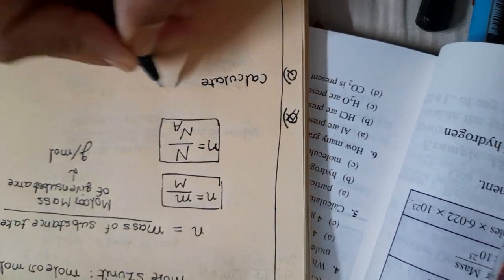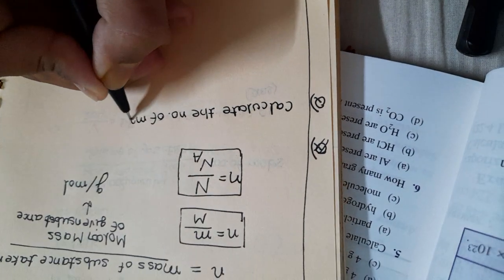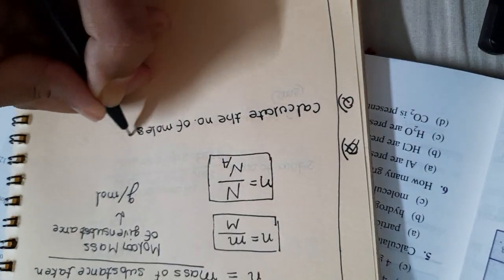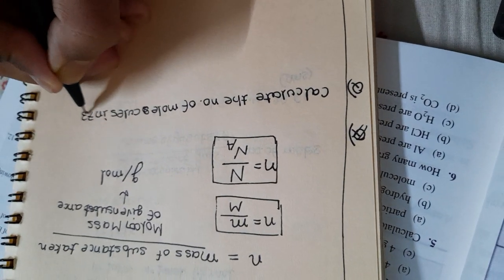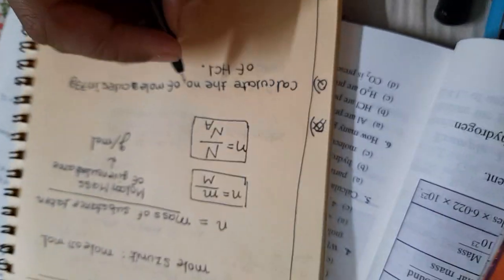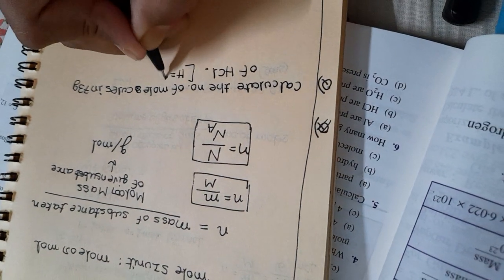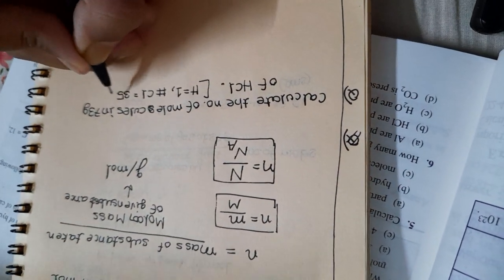So let's calculate the number of molecules in 73 grams of hydrochloric acid. Now wait, I have to give it. H is 1 and Cl is 35.5.